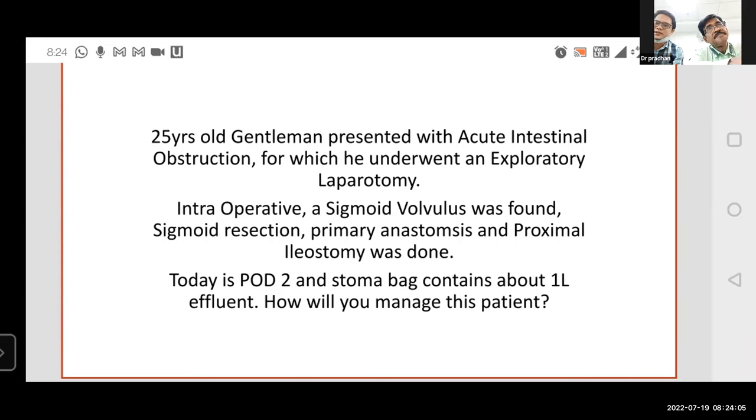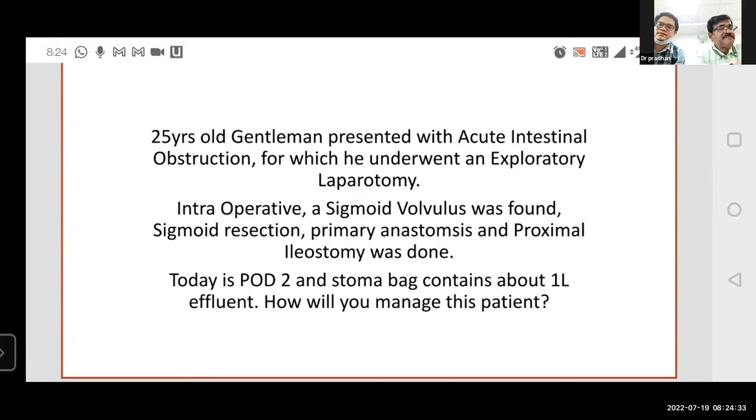Ideal fluid, sir, you are losing alkali. Don't choose Ringer lactate solution. This will aggravate the acidosis. So the ideal fluid will be normal saline, which contains a good amount of sodium. So don't choose Ringer lactate for a patient who is already acidotic.